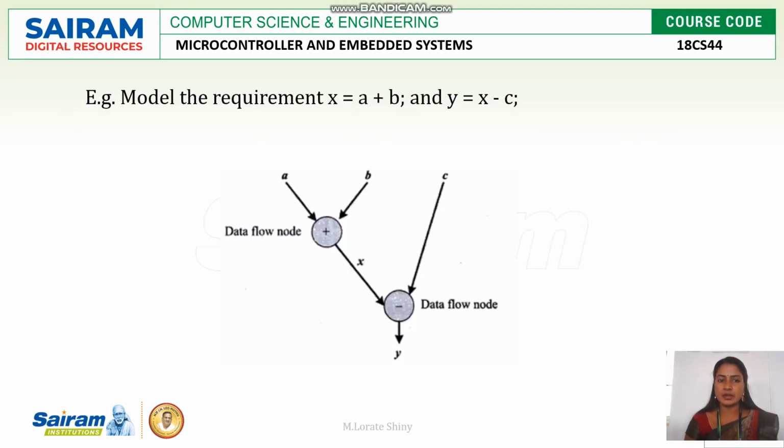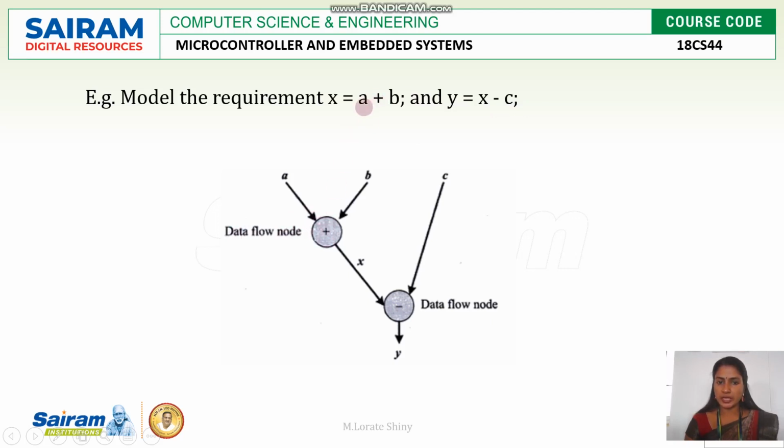One example requirement is given: x is equal to a plus b and y is equal to x minus c. For that, we have to draw the DFG model. Here, as I said, we will have only data flow nodes. In each data flow node, the process will be mentioned inside. So there are 2 processes, addition and subtraction. In the first one, addition is mentioned here. This one is for addition.